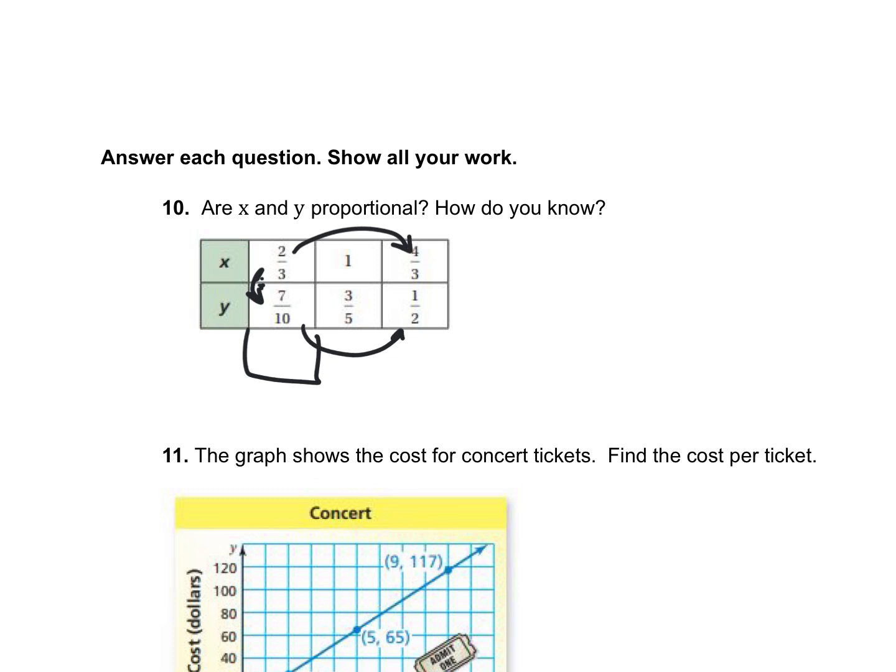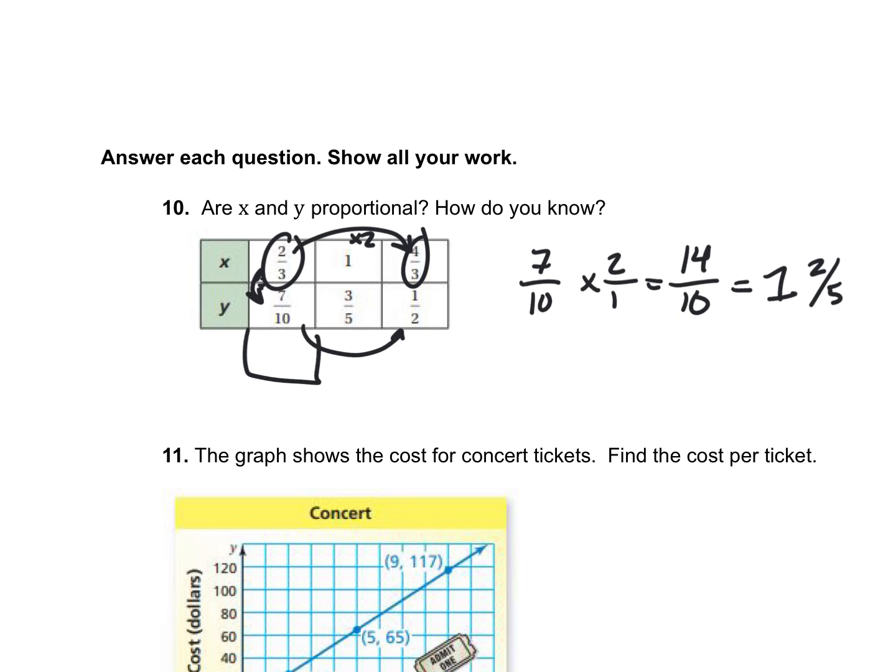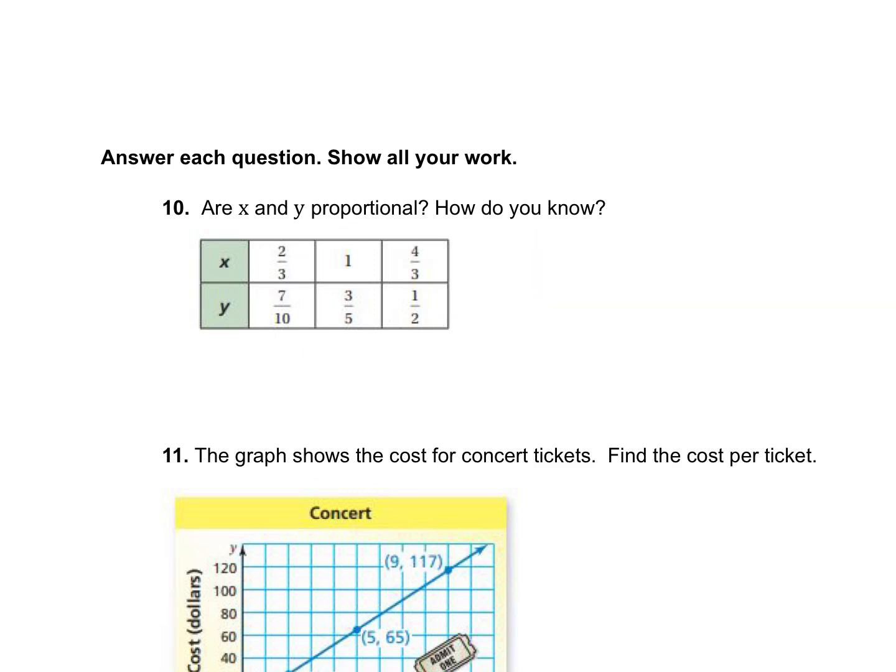I'm actually going to do that strategy because I can see, to go from 2/3 to 4/3, that's just multiplying by 2. So, on the bottom, I should be able to take 7/10, multiply it by 2, and end up at 1/2, but oh no, we end up with this 1 2/5. That definitely is not 1/2. We would say no, and we could talk about unit rates don't match up, something like that. Showing this connection here does not end up working out.